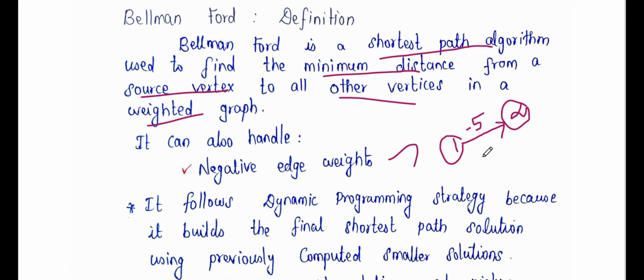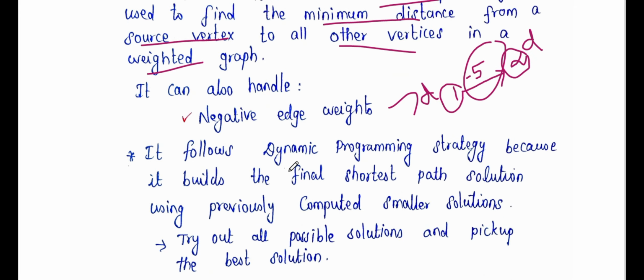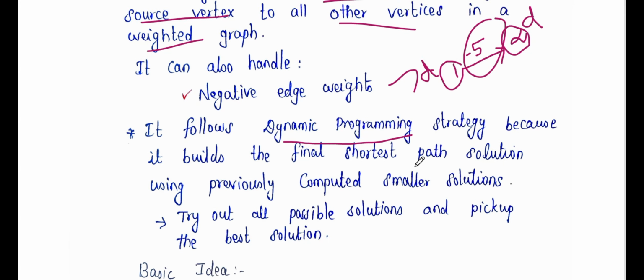Okay. This is the weight. Some value is present here. So this is called a distance. Some values there, this is called a distance. This is called weight or cost. Clear? Okay. It follows the dynamic programming strategy because it builds the final shortest path solution using previously computed smaller solutions.